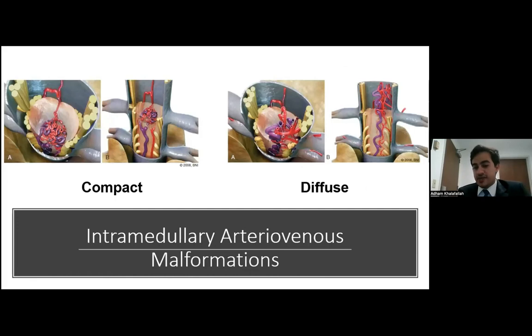Moving on to AVMs now. So AVMs, they also talk about the intramedullary AVMs, which we have known as two different types. So the compact type, which we describe as the glomus, which is also known as type 2, and then the diffuse, which is known as the juvenile or type 3.